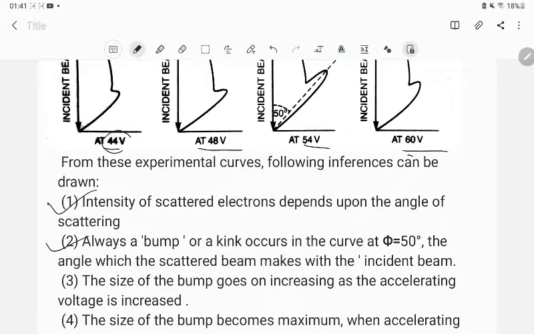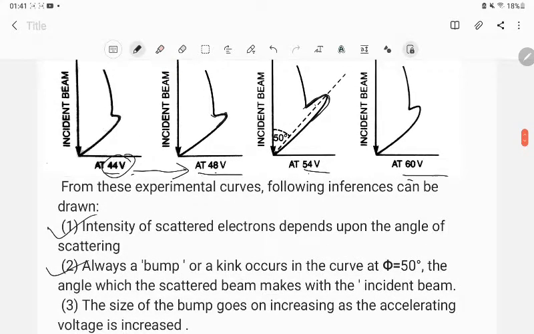Okay, this is 44 volt, no? So the size of the bump is this much. So 44. Now if I increase, it becomes 48. So it is a little more, no? 54. It is again increasing. Now here 60, but at 60 we see that it is decreasing.